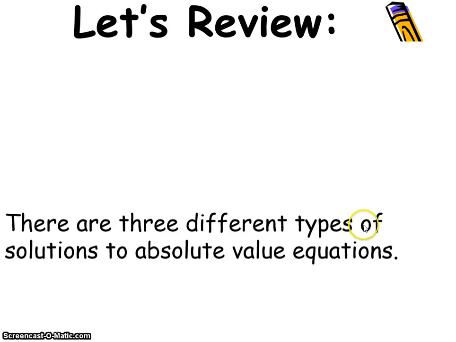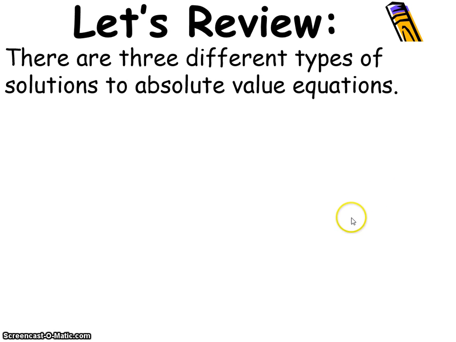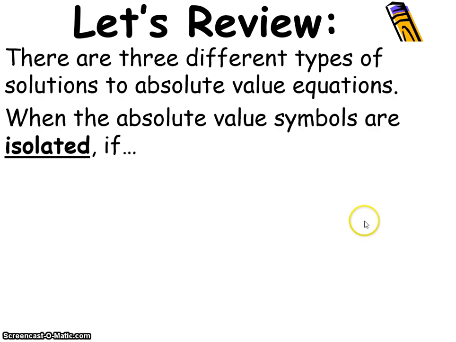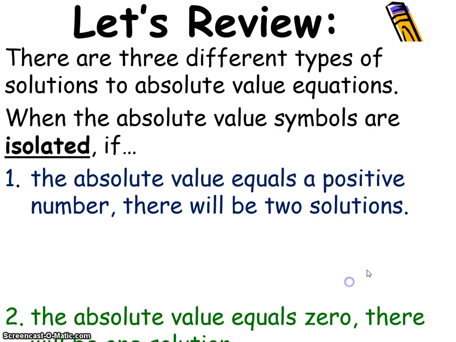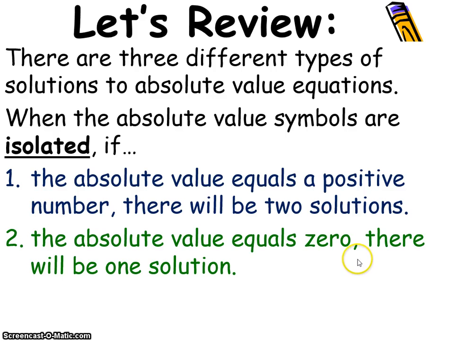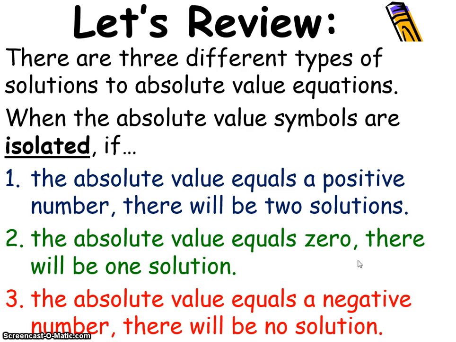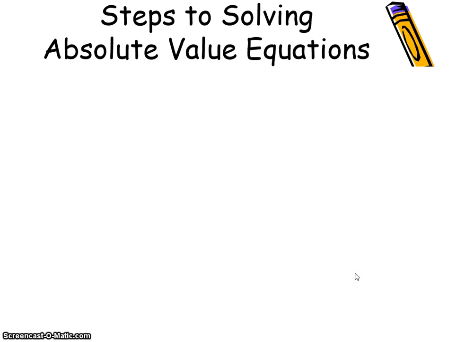So let's summarize what we've learned. There are three different types of solutions to absolute value equations. When the absolute value symbols are isolated, remember we have to isolate the variable before we can make any decisions. If the absolute value equals a positive number, there will be two solutions. If the absolute value equals 0, there will be one solution, and if the absolute value equals a negative number, there will be no solution.